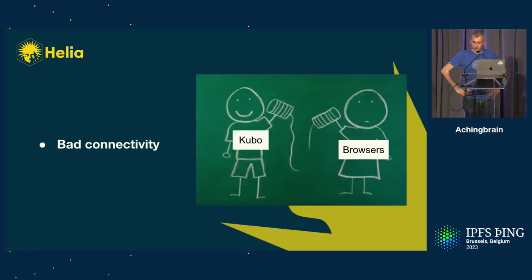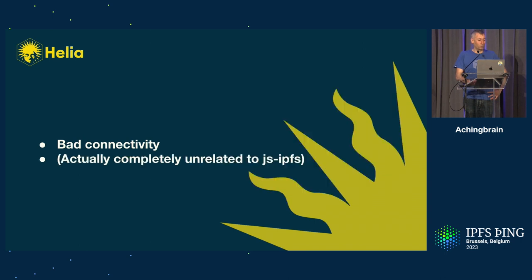This is a slight tangent, but bad connectivity is definitely a problem with JS IPFS. When we had this event last year, the number one thing people were complaining about was the fact that it's almost impossible to dial server nodes from browsers. The USP of JS IPFS and now Helia is that it runs in the browser, but it's no use if you can't talk to the rest of the network. We heard this loud and clear, and a whole bunch of work has been done on this. It's definitely the number one problem, but it's completely unrelated to JS IPFS.